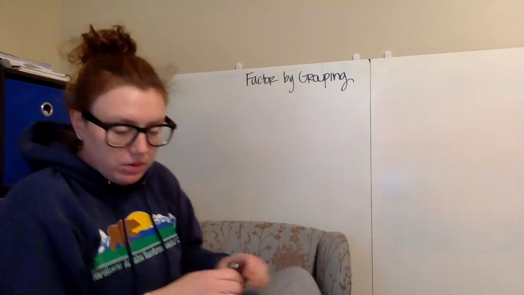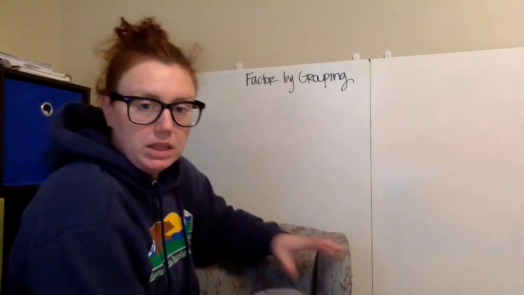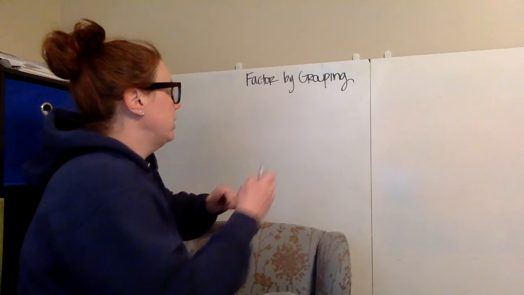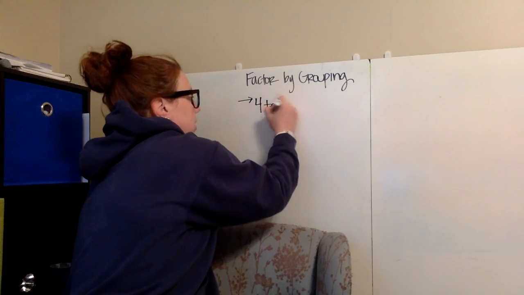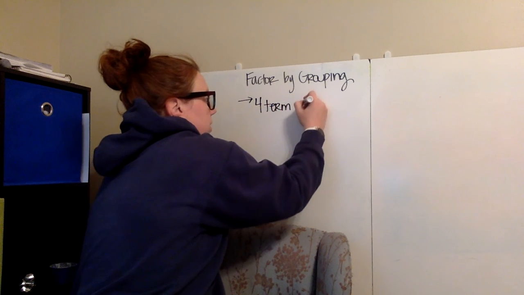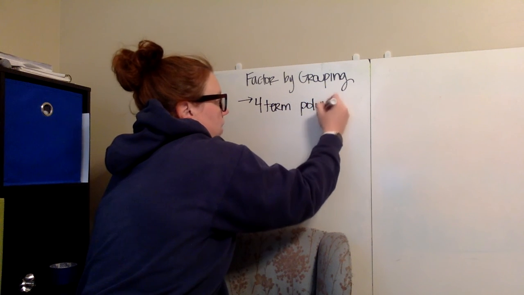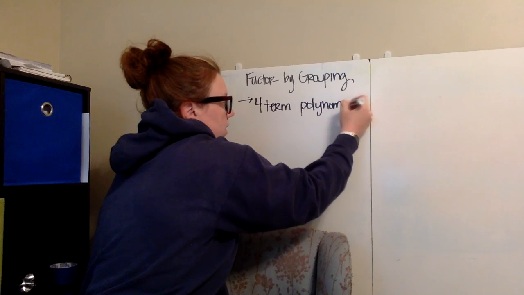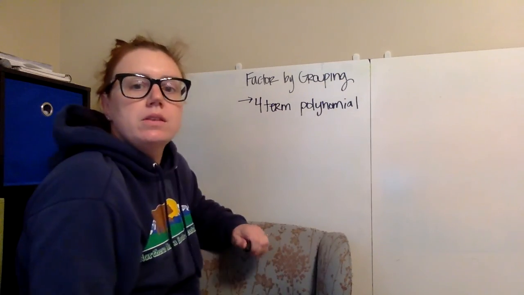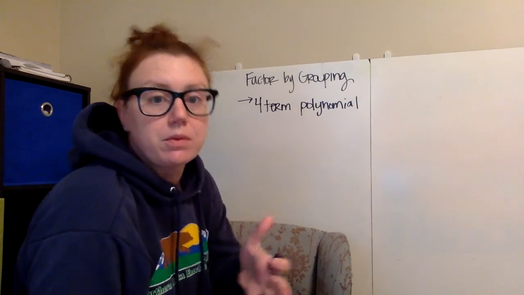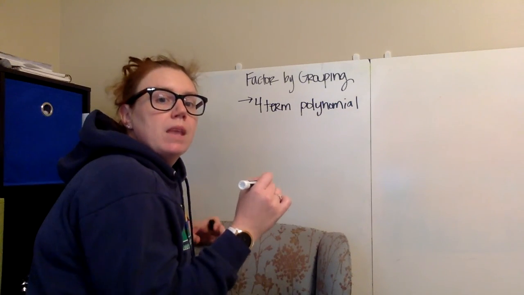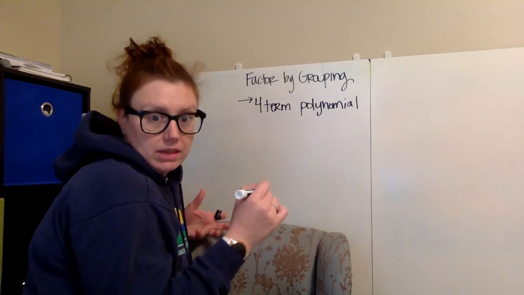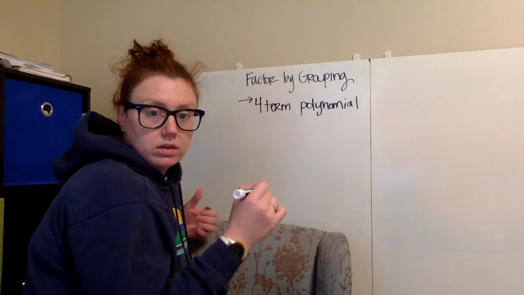So the problems that you are going to be working with today only come in the form of a 4-term polynomial. All right, so it has to have 4 terms because we're going to group it. We're going to split it in half. And that's why it's important that it has 4 terms.